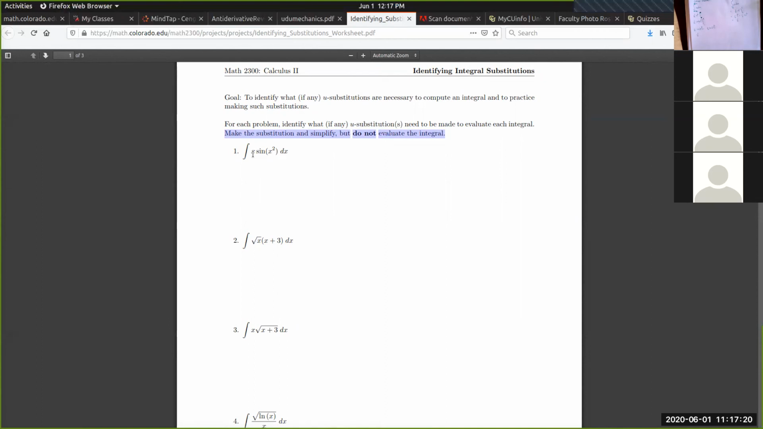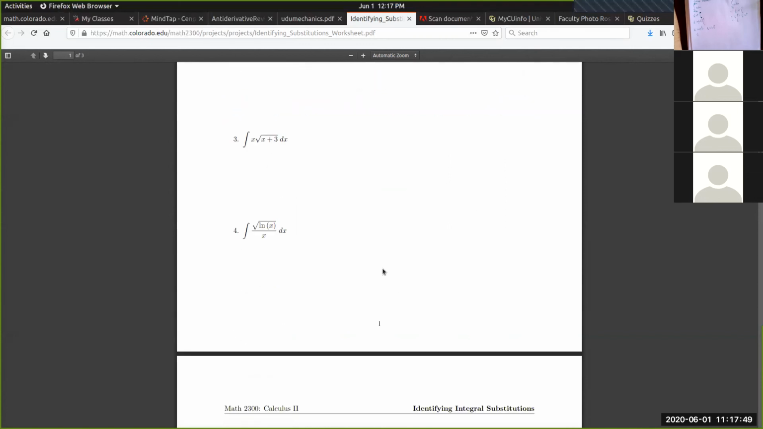So like, what do we have? We've got x times sine of x squared. What is our inside function? X squared. And if I make u equal to x squared, my du is going to be 2x dx. And since I have that x dx, that substitution should work out nicely, but maybe we've got to then manipulate the 2. So practice some of those.